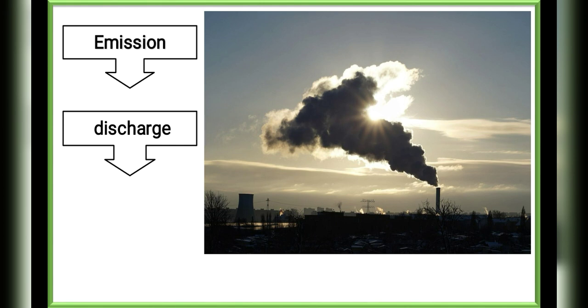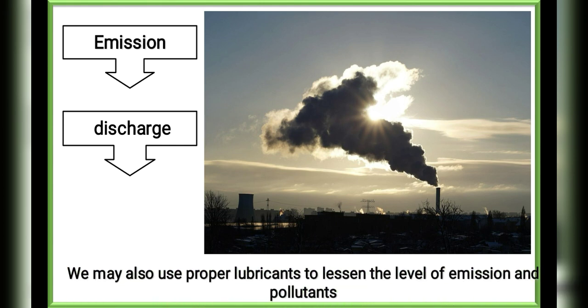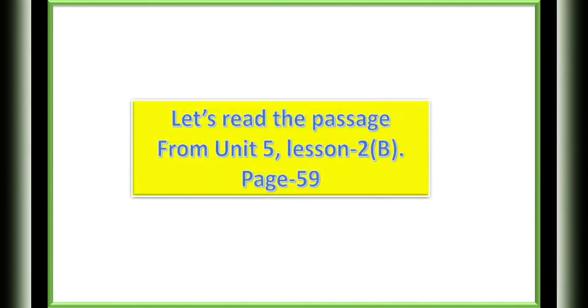Let's see a sentence. We may also use proper lubricants to lessen the level of emission and pollutants. We can use proper lubricants. We often use fossil fuels or wood, bamboo reeds to produce smoke or to produce fire. So we should use proper lubricants to move our cars or factories or industries so that it lessens emission of pollutants.